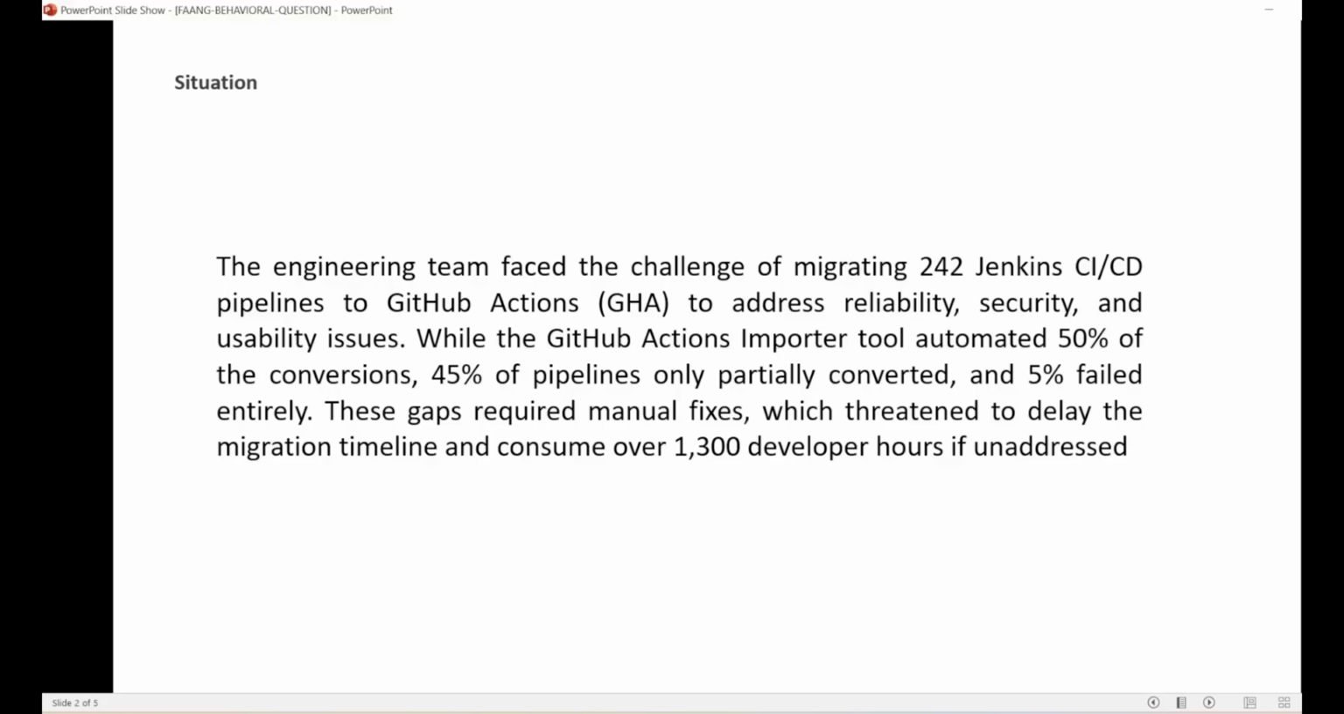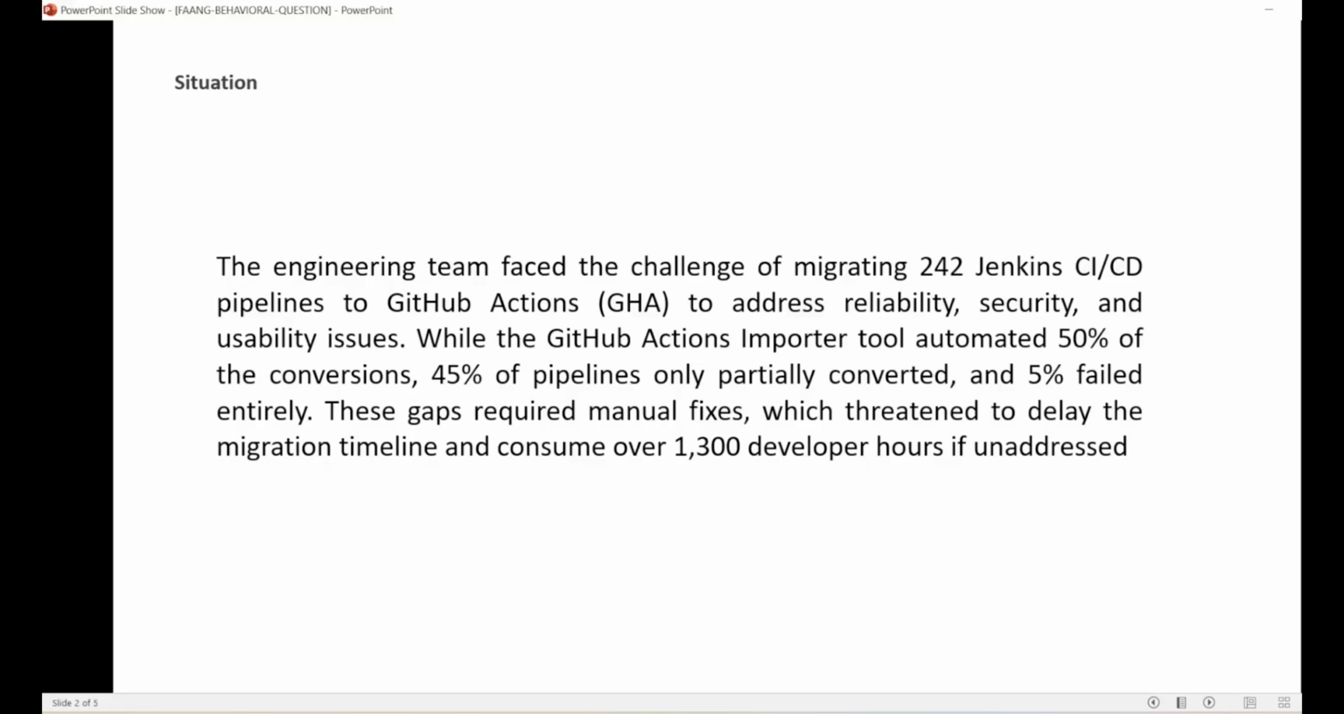While the GitHub Actions importer tool would automate 50% of the conversions, the problem is that 45% of the pipelines were only partially converted and 5% failed entirely. These gaps needed manual fixes, which created problems with the timelines of the overall migration activities. The estimate was that we might lose approximately 1300 hours of developer time if we did not fix this issue as soon as possible. This was the situation.